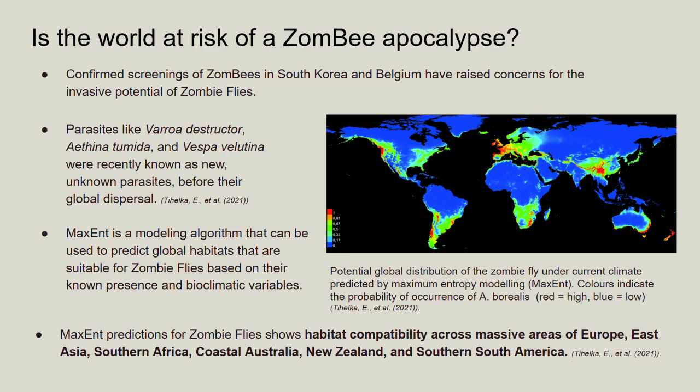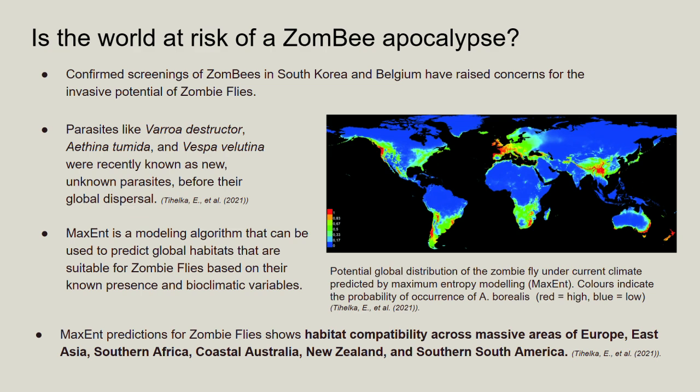They used a Maxent modeling algorithm, which uses data from the known distribution of these flies and then uses it to extrapolate where this species could survive if it was ever introduced. You can see from this map that there's habitat compatibility among massive areas of Europe, East Asia, the coast of Australia, New Zealand, the south part of Africa and Madagascar, and the south part of South America, which are all extremely vulnerable.